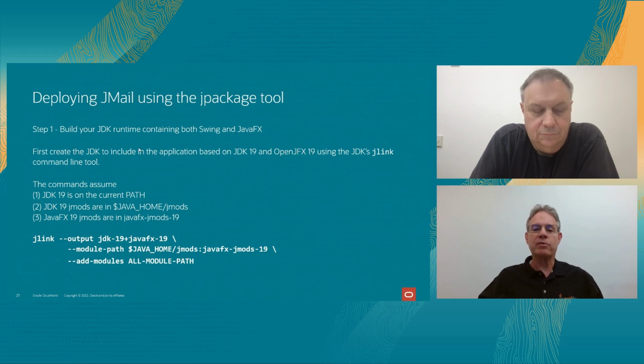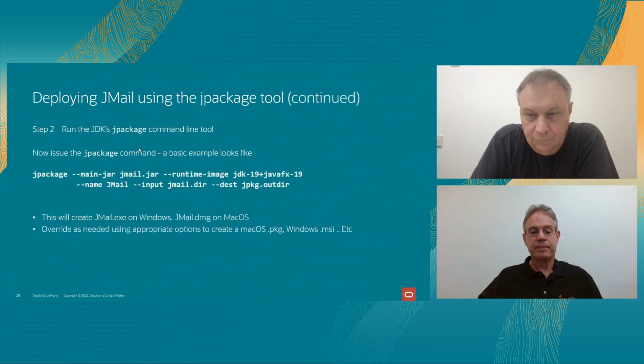Before you do that, however, you need to have a JDK. Because we want to do both Swing and JavaFX, we have to create a JDK that has both in them. So we download JDK 19, we downloaded JavaFX 19, and then we run the JLink command that you can see there in the bottom of the slide to create a custom JDK that has both.